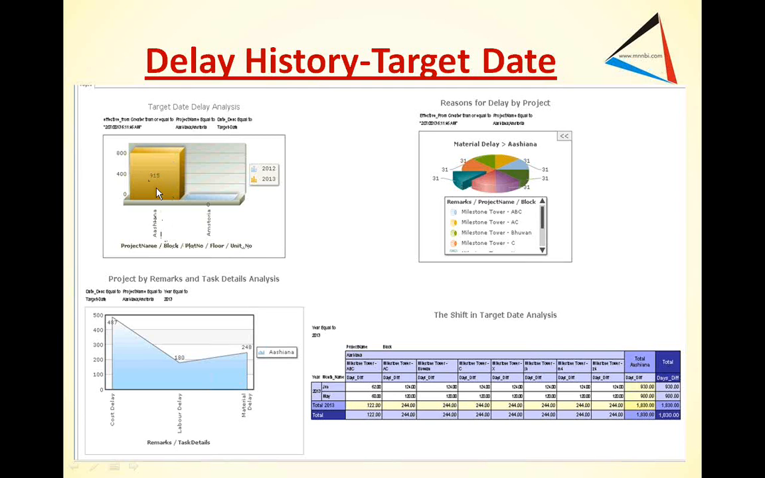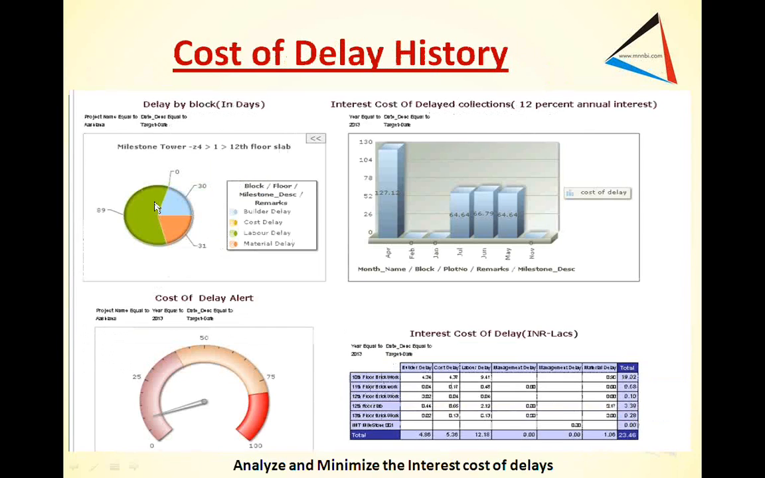This is the cumulative target date delay analysis. This is the reasons for delay by the project. So I have by remark, drill through the project, drill down to the block. What are the reasons? So I have what are the reasons which are associated with it. These are the remarks associated with the project delay, and you can drill through to the task details. And this basically shows year and the fiscal month, project, milestone name, what has been the cumulative shift in the target dates. Then this is actually showing the costed delay in the project.